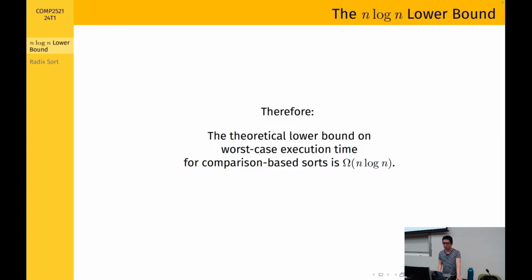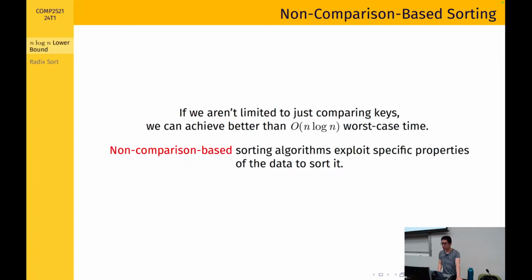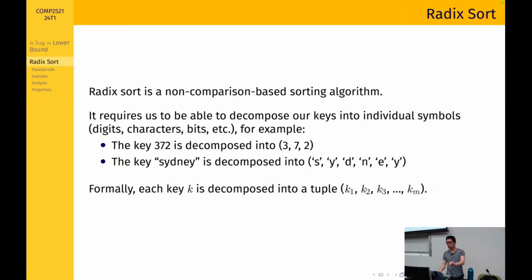So can we do any better? So the answer is yes, we can if we aren't limited to using comparisons. Right? So if we aren't limited to just comparing two keys, then we can get a time complexity that's better than n log n in the worst case. Right. The downside, of course, is that non-comparison based sorting algorithms require some assumptions about the data that we're sorting. Specifically, if we look at radix sort, it is an example of a non-comparison based sorting algorithm.